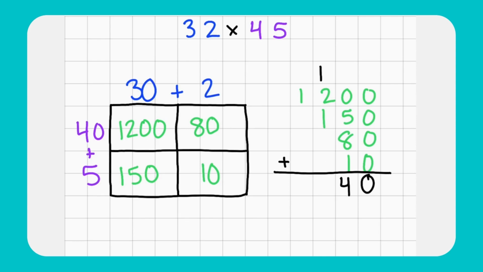Hundreds place, 2 plus 1 is 3, plus 1 more that we carried is 4. And 1 in the thousands place has nothing underneath it. 1 plus nothing is 1. Don't forget to put a comma between your thousands place and your hundreds place. And we come to see that we have the same answer we got with our algorithm, 1,440.